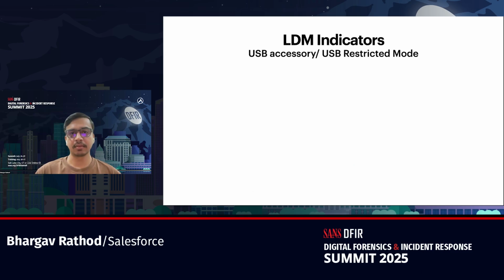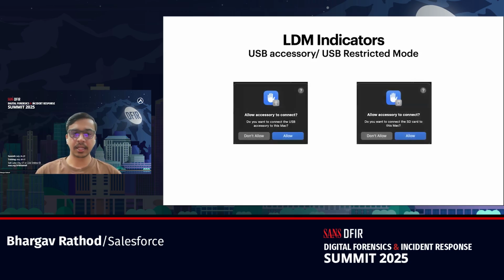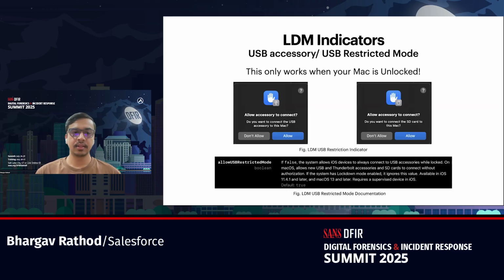Then we have some interesting indicators. If you try to connect your cable using the USB ports on your Mac, or if you try to insert an SD card, you will likely see these two kinds of pop-ups and you will have to manually click on allow. Otherwise, even if those devices are connected, you'll not be able to interact with them. And this notification or pop-up will only be seen once the Mac is unlocked. So if you have a locked device with lockdown mode enabled, and you try to connect a cable or insert an SD card, it just won't work.